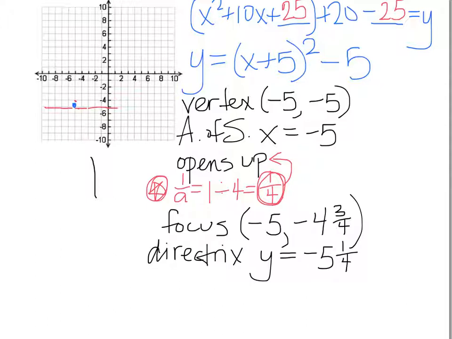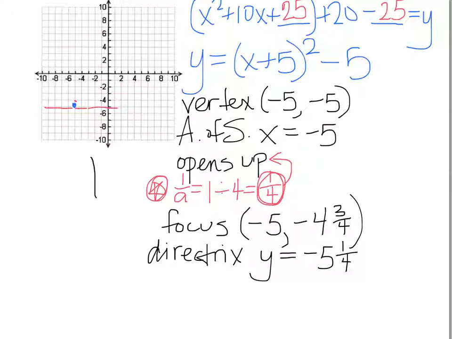And last is the rest of the graph. How far apart are the focus and directrix? If I moved a quarter up for the focus and a quarter down for the directrix, a quarter and a quarter makes a half. They're a half a unit apart, even though it doesn't look like that on this graph.